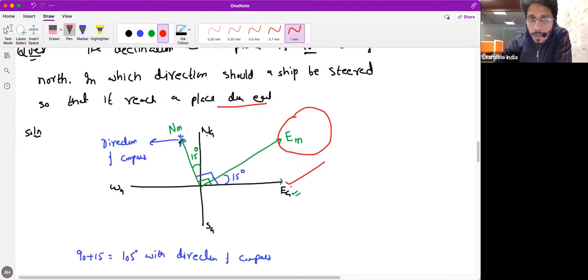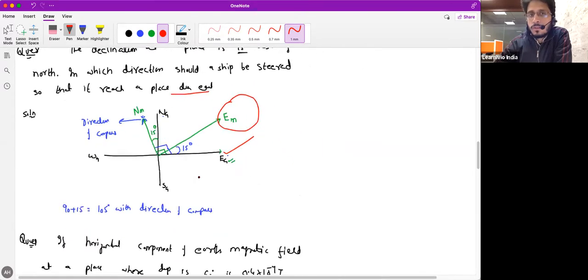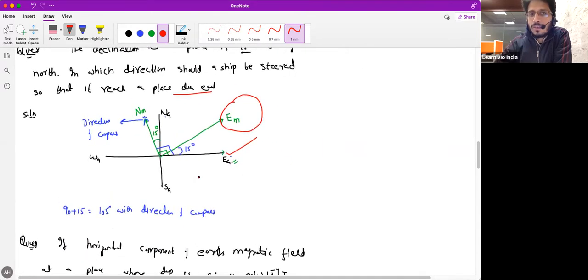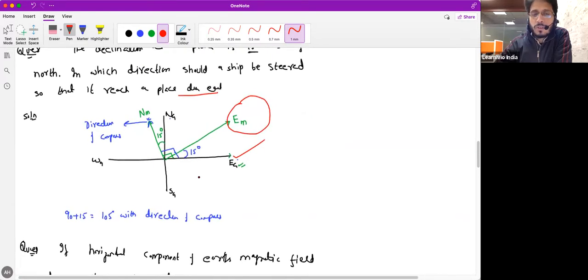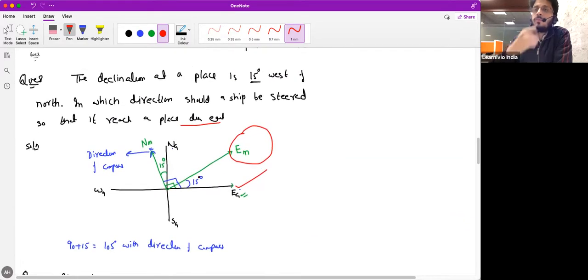Is it clear? This is the magnetic north. You want to reach at this point. So you want to rotate your steering at 15 degree and then 90 degree. So 90 plus 15, which is 105 degree. So questions on declination are more on geography than physics. Just note it down. Then we do some on horizontal component and inclination.